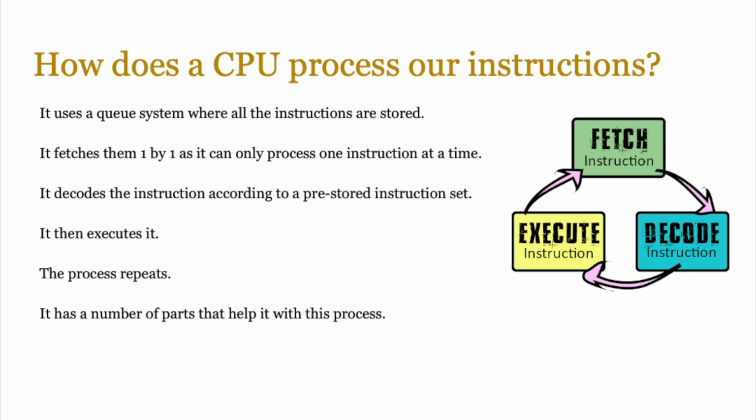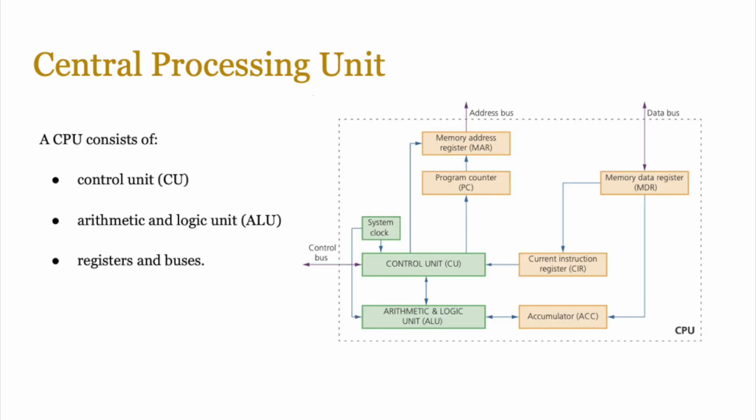Now, it has a number of parts that help it with this particular process, because remember, there is no human brain inside a CPU. It's just a bunch of logic gates and flip-flops and circuits and transistors and capacitors. Everything is electronic. So how do we get it to understand our instructions and execute them? There's a lot of parts that help with that particular process. As far as you're concerned, a central processing unit consists of a control unit, an arithmetic and logic unit, registers, and buses. These are the main parts of a CPU.